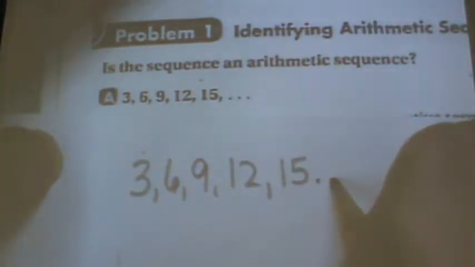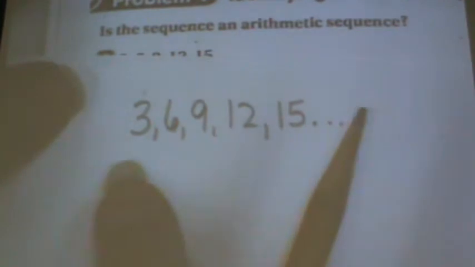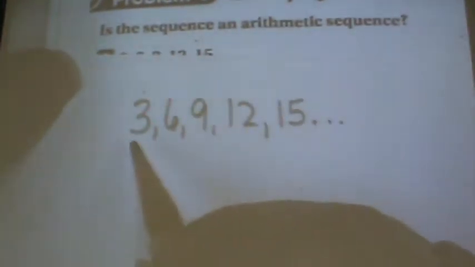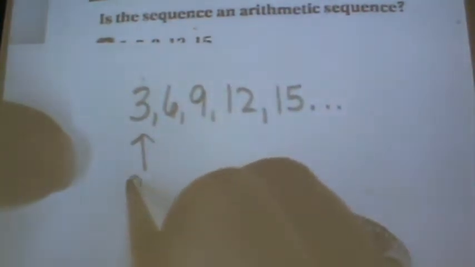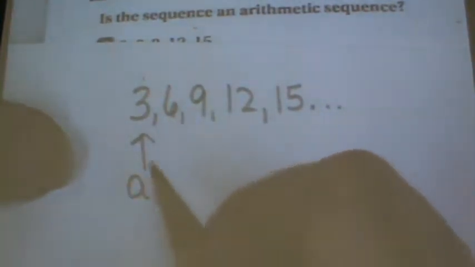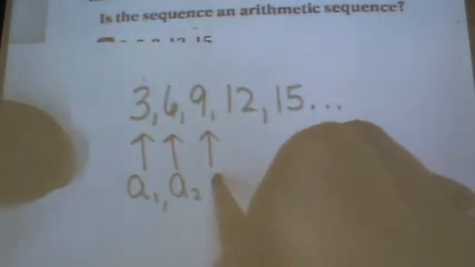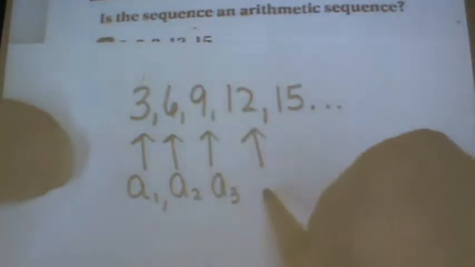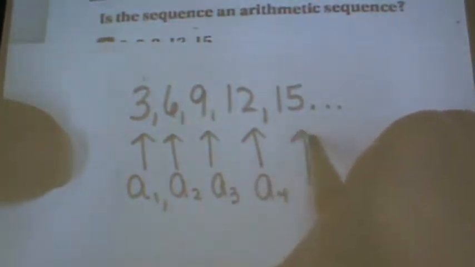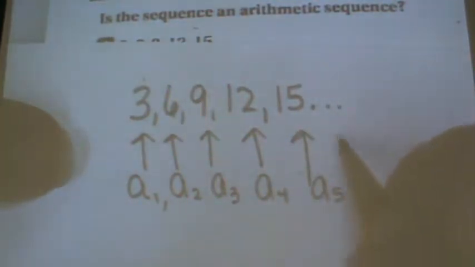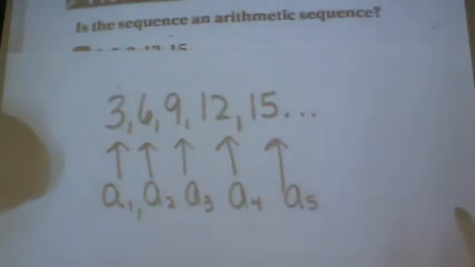3, 6, 9, 12, 15. Let me give you some information first. This is a sequence of numbers separated by commas, and it's in a certain order. What we call this term right here, we're going to call it a sub 1. That's the first term in the sequence. 6 would be a sub 2. 9 would be a sub 3. 12 would be a sub 4. And 15 would be a sub 5. Dot, dot, dot means the pattern continues.